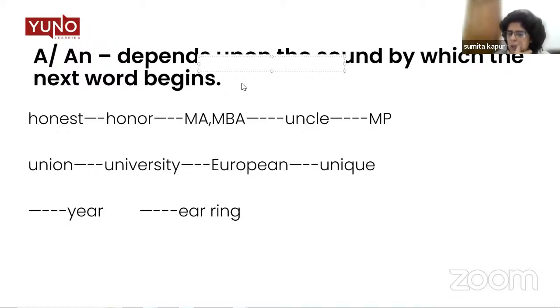He is a boy. She is a girl. What is the meaning of this letter A here? Ma'am, it represents that we are talking about a particular person or a particular boy, like a single person.